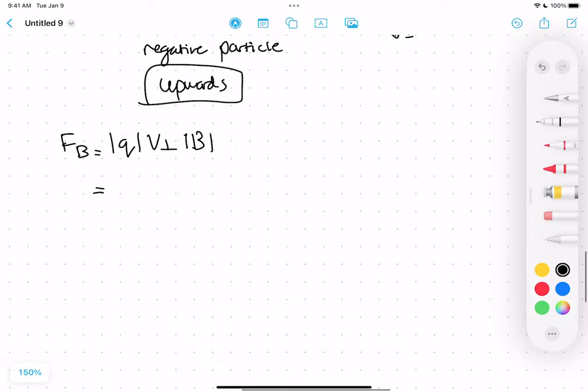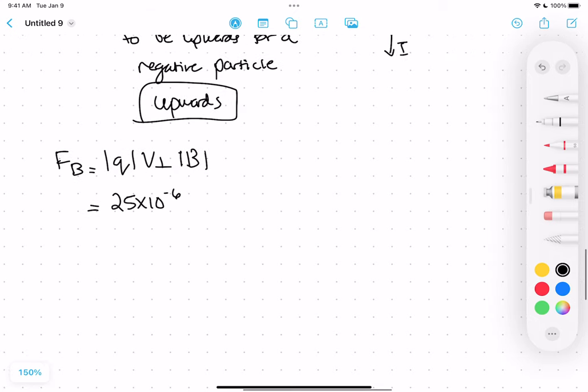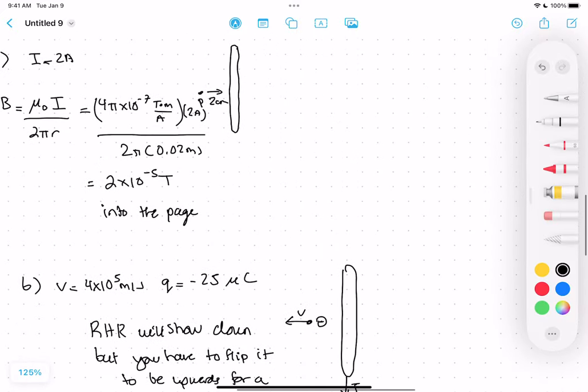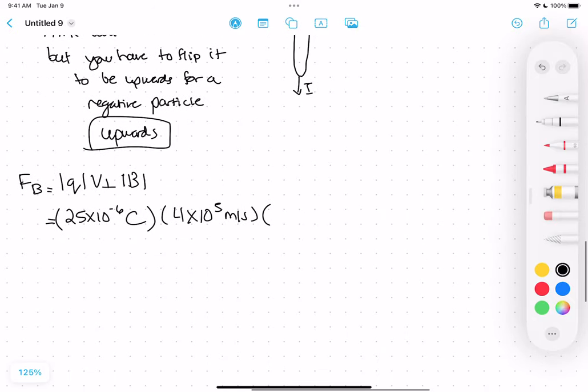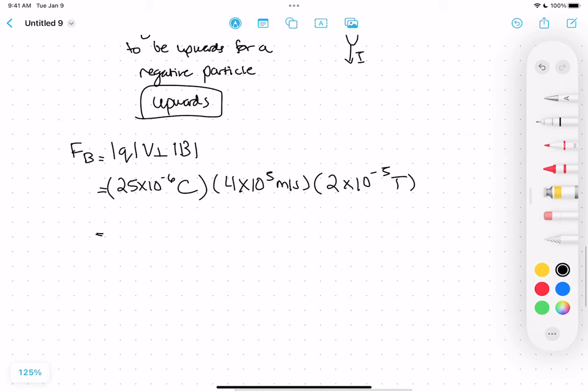So we have our charge as well, that negative 25 microcoulombs, and we're going to turn that into positive because it's taking the magnitude. So we have 25 times 10 to the negative 6 coulombs, because we have to convert things into SI units. And then you just multiply by your perpendicular component of your velocity, 4 times 10 to the 5th meters per second, and then multiplied by the magnetic field that we got before, which is 2 times 10 to the negative 5th Teslas. And then going based on the key, and we're going to check this in a sec, I think it's 2 times 10 to the negative 4 newtons is your force here.